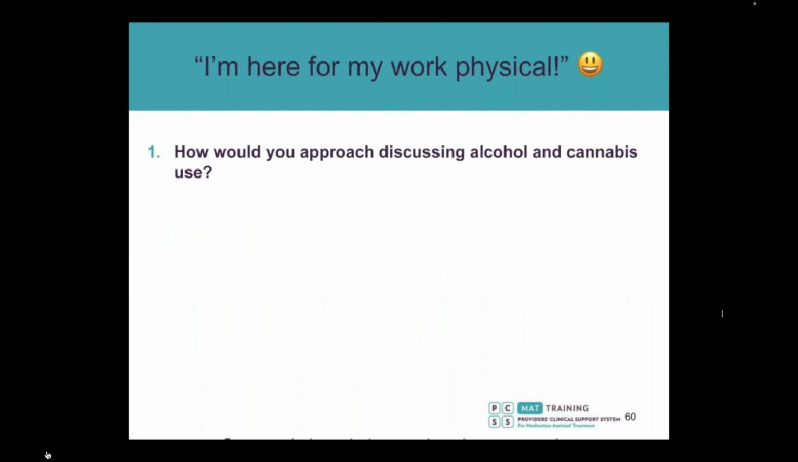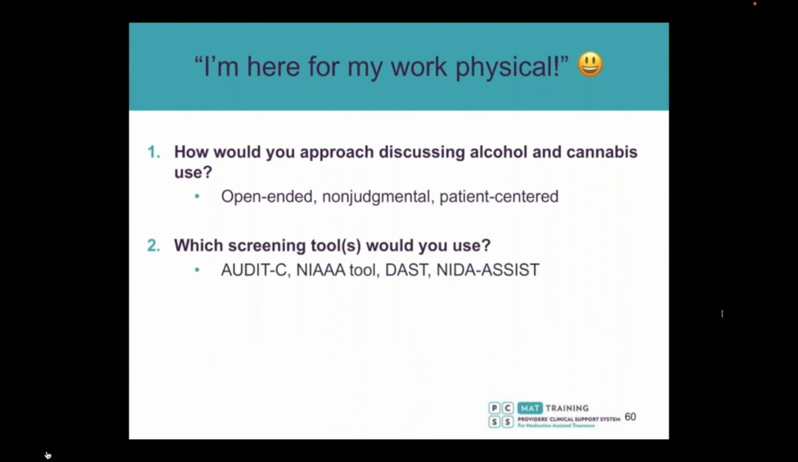So using open-ended questions, being non-judgmental, and patient-centered. Very important strategies just to begin with this patient. And which screening tool or tools would you use? So the AUDIT-C, 3 questions for assessing alcohol use. The NIAAA tool, if you think about, you could open the website while they're sitting in your office and input their information for them and talk about the recommendations from NIAAA. The DAST, which is the 28 or 10 item drug abuse screening tool. Or the NIDA-ASSIST, which again is a bit more involved and more comprehensive assessment, but does ask also about multiple substances and questions about all of those substances.